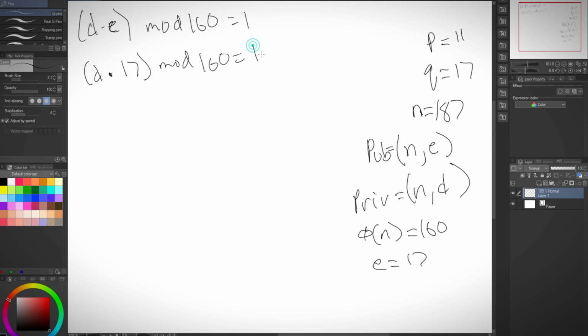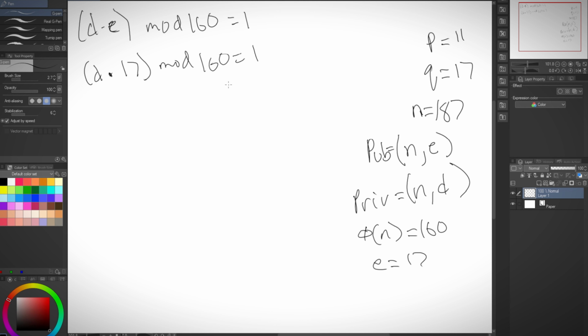If you did that in long division, you'll probably end up with 16 remainder of 1. And that remainder right there is what would be called a modulo. So the modulo is just a remainder. You want to think about it that way. So in this case, we're saying d times 17 modulo 160, meaning divided by 160 has to have a remainder of 1. So that's an easy way to interpret this.